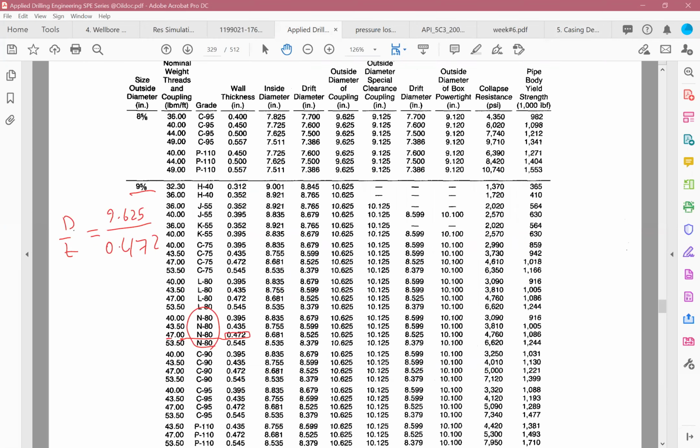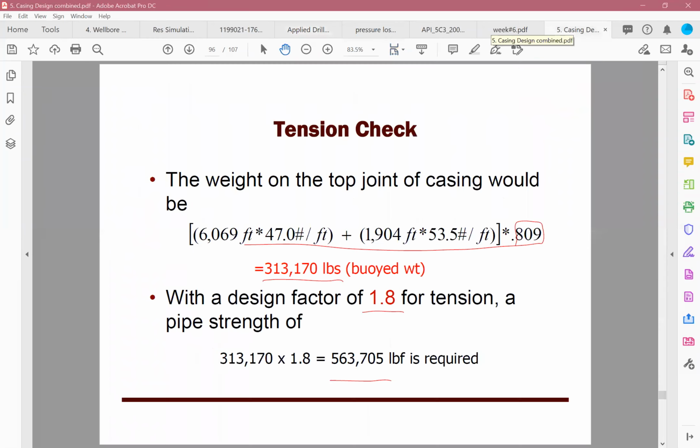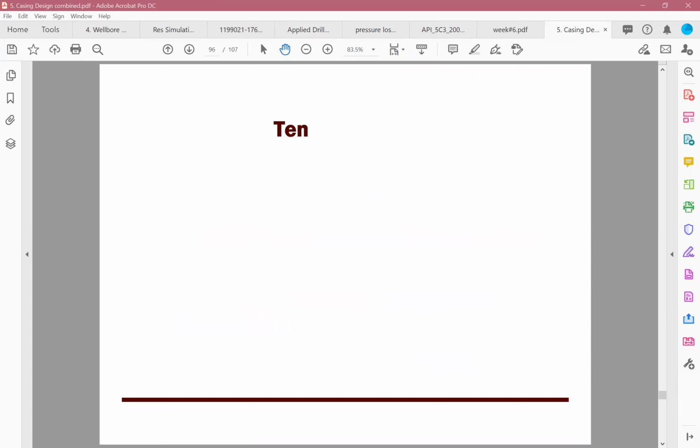And then you check your 95847 casing, which is at the surface. What you need to check is this number, pipe body yield strength in thousands. If I go all the way there, that is 1,086 multiplied by 1,000. So that's 1 million pound force that this casing can resist. How much is this one? 500,000. Perfect, we're good, far away from the failure, right? With the design factor, that's done. So it meets the casing tension check as well. So burst, okay. Collapse, okay.